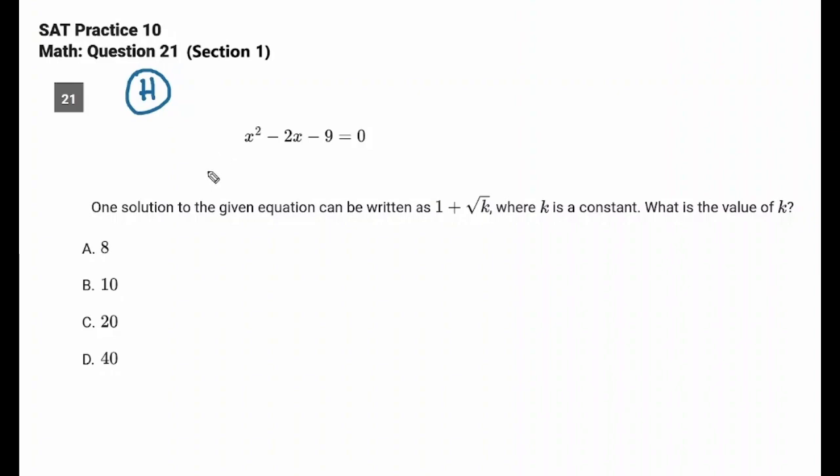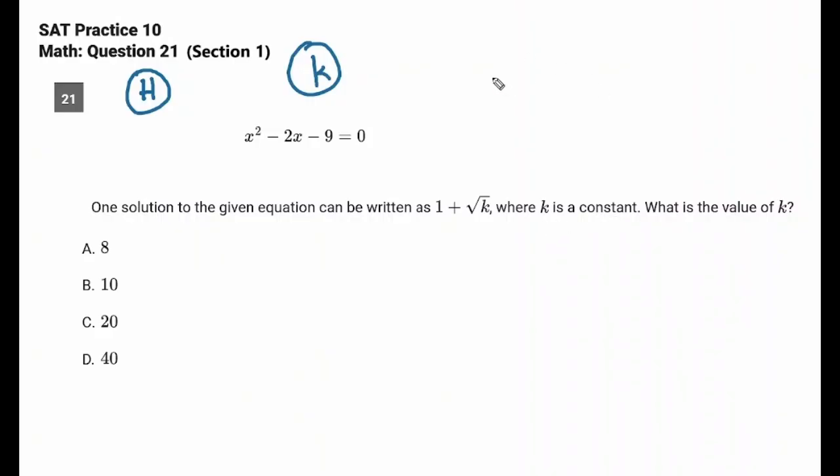One solution to the given equation can be written as 1 plus root k. K is a constant. What's the value of k? So what are we looking for? We're looking for k. It's a constant. We cannot plug in for it. A constant is just evil testing services hiding a number from you. You have to figure out what it is.